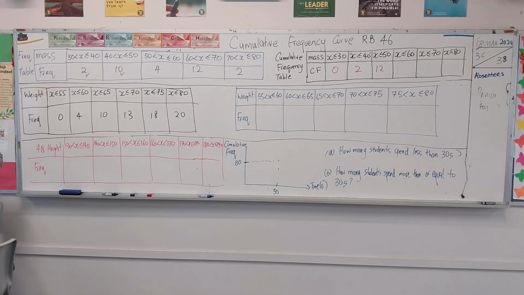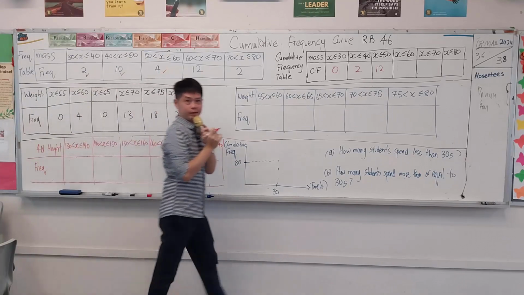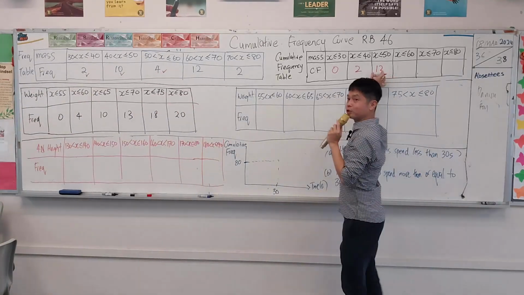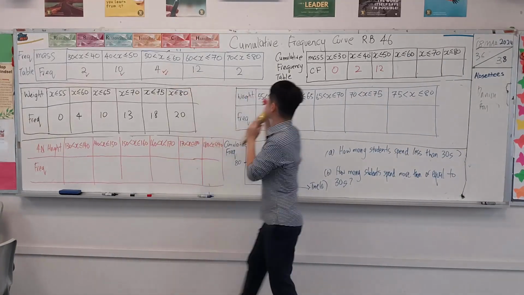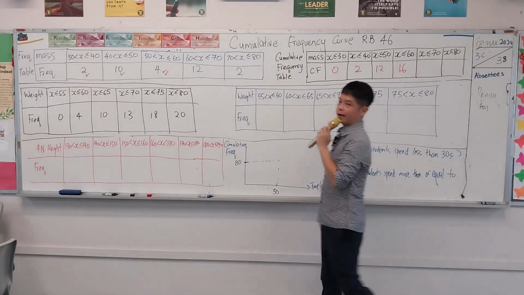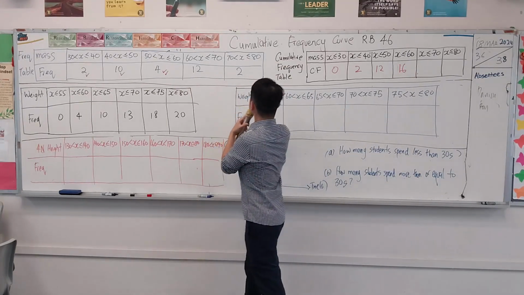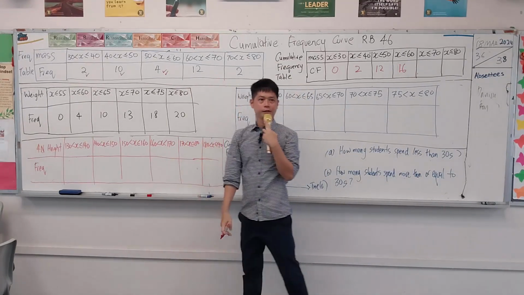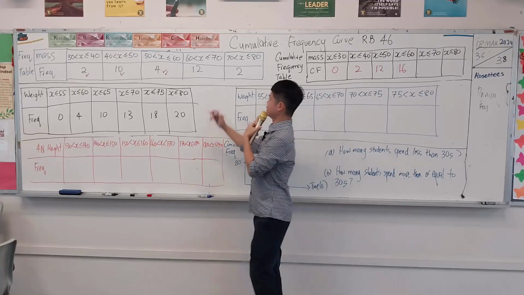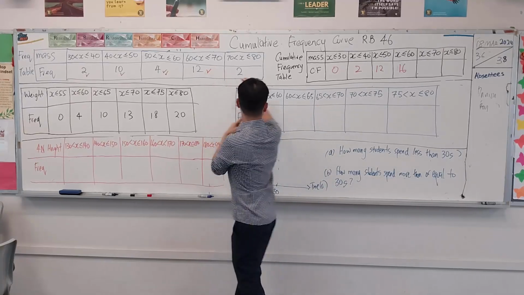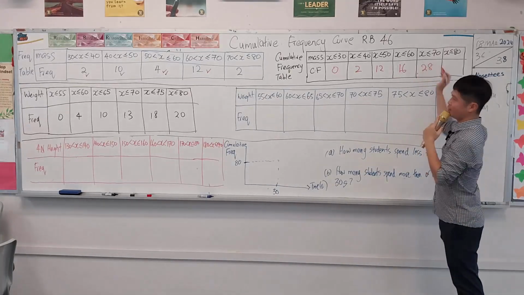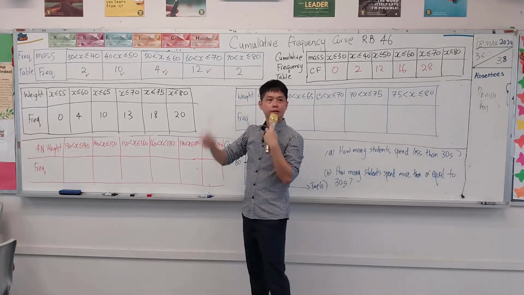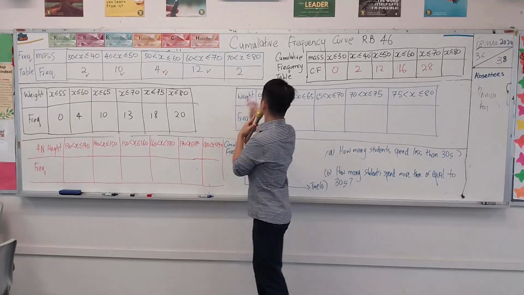What's the faster way? Yeah, you can use 2 plus 10 plus 4, but a faster way will be just to use the 12, because I'm accumulating, right? And then now you add the 4. Just add the extra 4. You'll be faster. And how many of them less than or equal to 70? I add another 12. So I add another 12 is 28. And finally, how many of them less than or equal to 80?